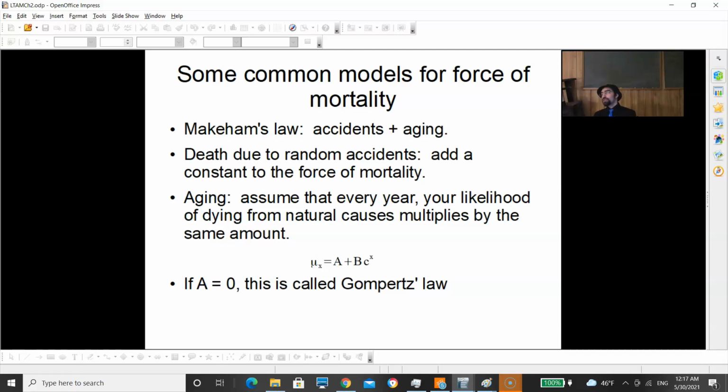And the good news about Maxwell's Law is that a lot of the necessary probabilities you have to worry about are actually available on page 6 of the tables that they give you on LTAM. So you don't have to remember too much about it. You don't even have to remember the force of mortality. They actually give you that as well. A lot of the work is simplified by their just giving you the formulas on the table.